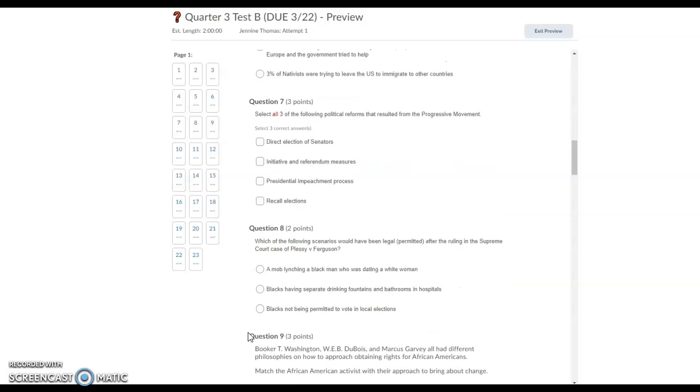Number 7. Select all 3 of the following political reforms that resulted from the progressive movement: direct election of senators, initiative and referendum measures, presidential impeachment process, the recall elections.